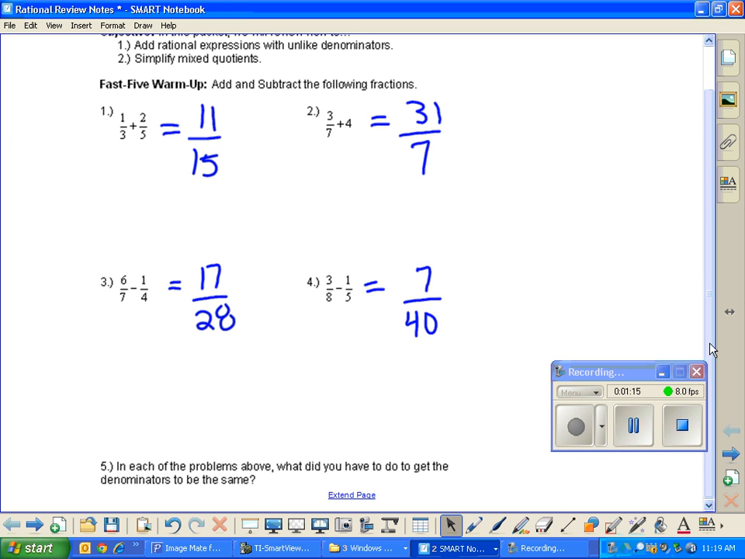Yes. Multiply. Yeah, so you have to multiply. You have to get a common denominator by multiplying top and bottom by a factor of 1, whatever that factor of 1 may be. Here it would have, for 1/3, it would have been 5/5, and for 2/5 it would have been 3/3, so that you could get them both with a denominator of 15, right?